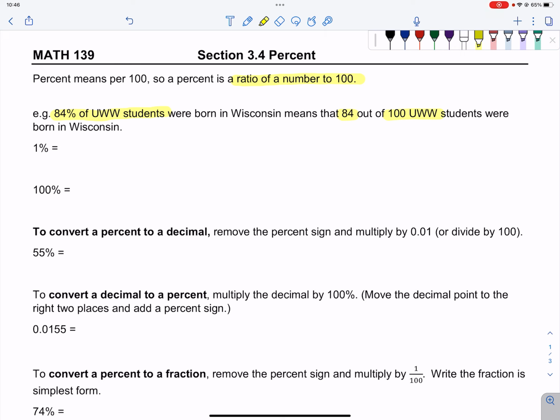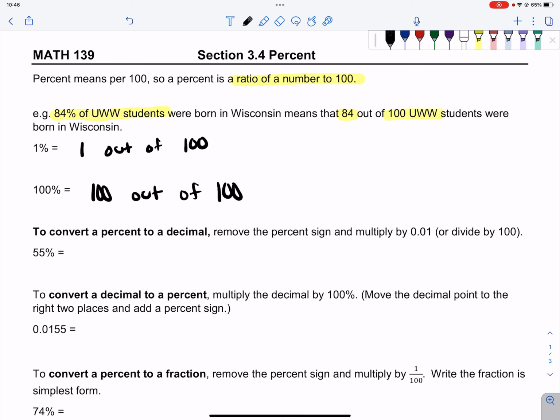Similarly, if I have 1% of something, 1% here means 1 out of 100. Or if I was told that something was 100%, then that means 100 out of 100. So it just tells us the ratio of our number to 100.